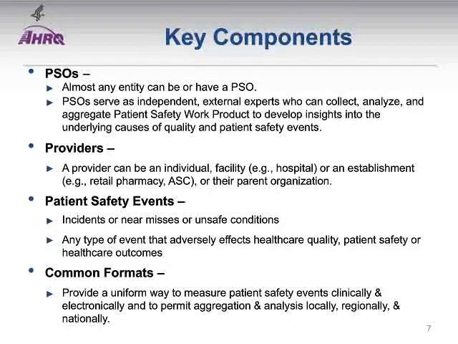Generally, a provider can be an individual, such as a nurse, a physician, or a pharmacist, respiratory therapist, a facility, such as a hospital, a nursing home, or retail pharmacy, or the parent organization of that facility. And what's important is that the confidentiality protections apply not just to the reporting provider, but to any providers named in the PSWP, as well as the facility where the event occurs. Now, these events can be incidents, near misses, or unsafe conditions that adversely affect healthcare quality, patient safety, or healthcare outcomes.